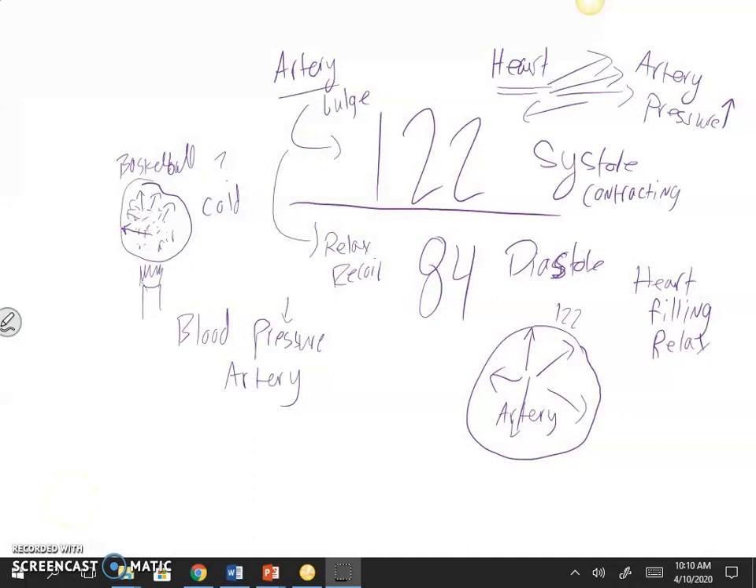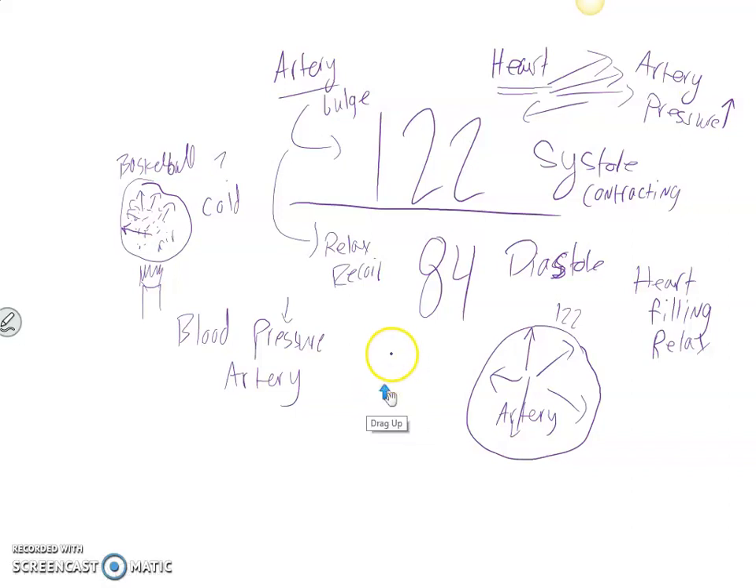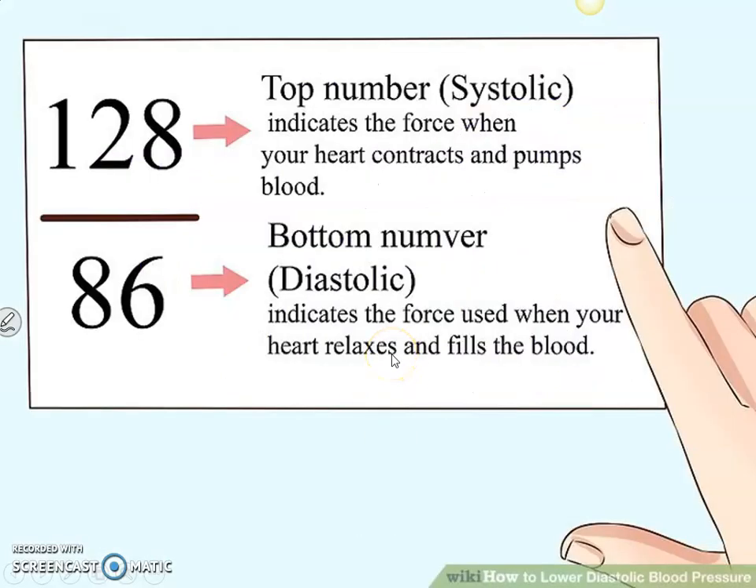So here's a diagram to try to help you guys out. I don't know if this will help per se. So here's your top number. Systolic indicates the force when your heart is contracting. Okay, that's the pressure you have. The bottom number is diastole, when your heart is relaxing.